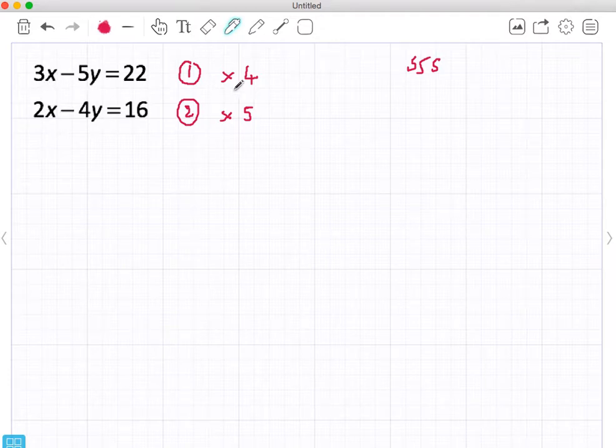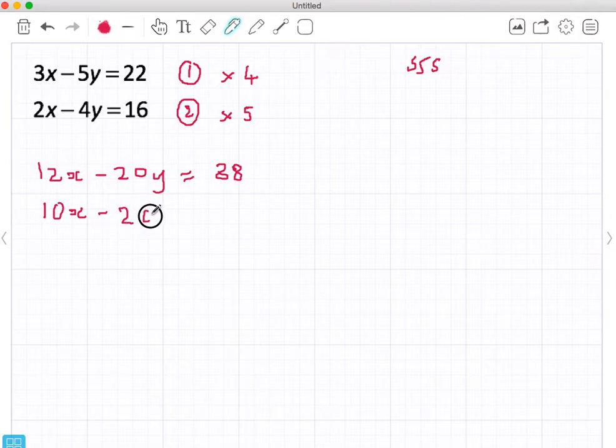So let's multiply the whole equation number 1 by 4. So it's 12x minus 20y, and wow, 22 times 4 is 88. So it looks like a quite complicated equation. Multiply the second one by 5. So instead of 2x, I've got 10x. Instead of 4y, I've got 20y. And instead of 16, I've got 80.